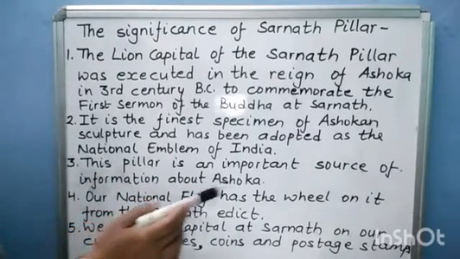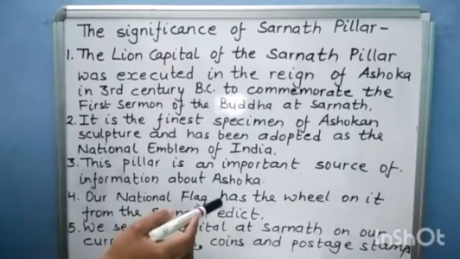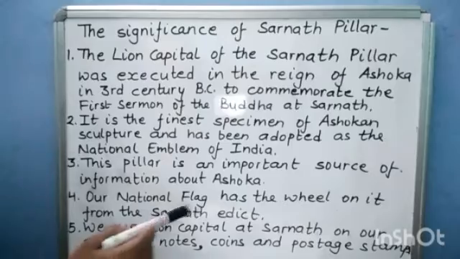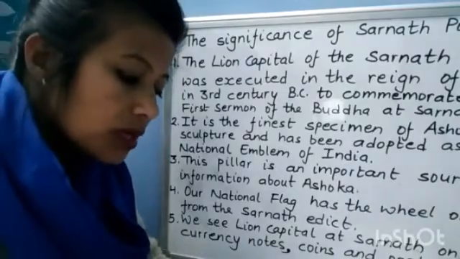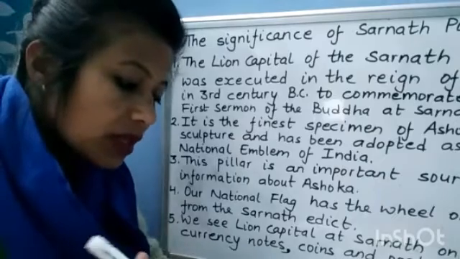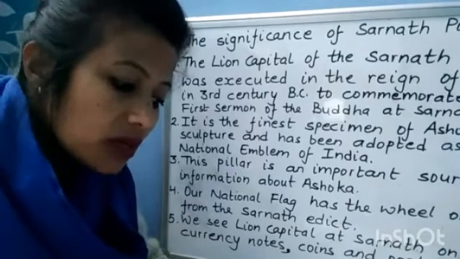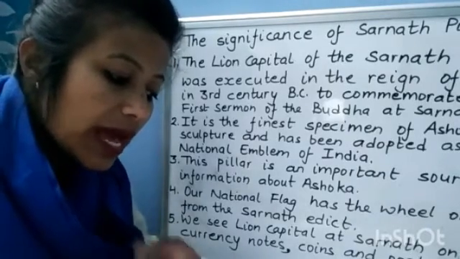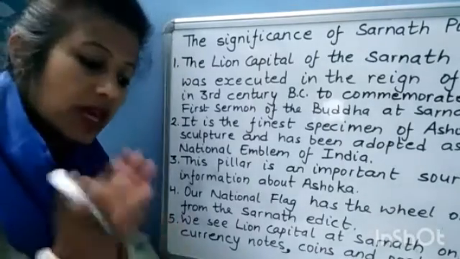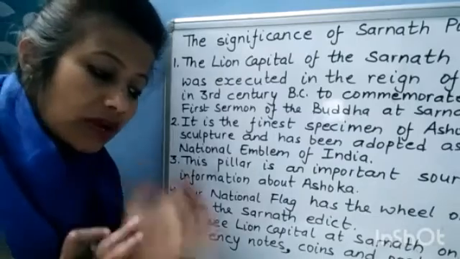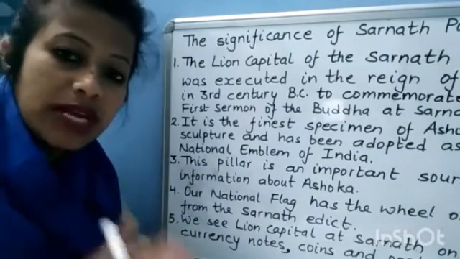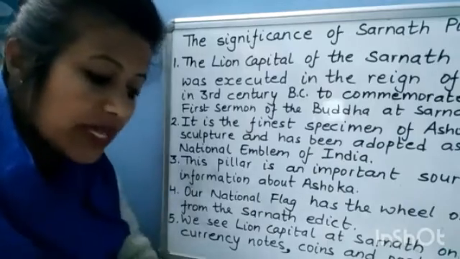Our national flag has the wheel on it from the Sarnath edict. Ashoka convened the 3rd Buddhist council at Patliputra in 252 BC. Convened means to come together.